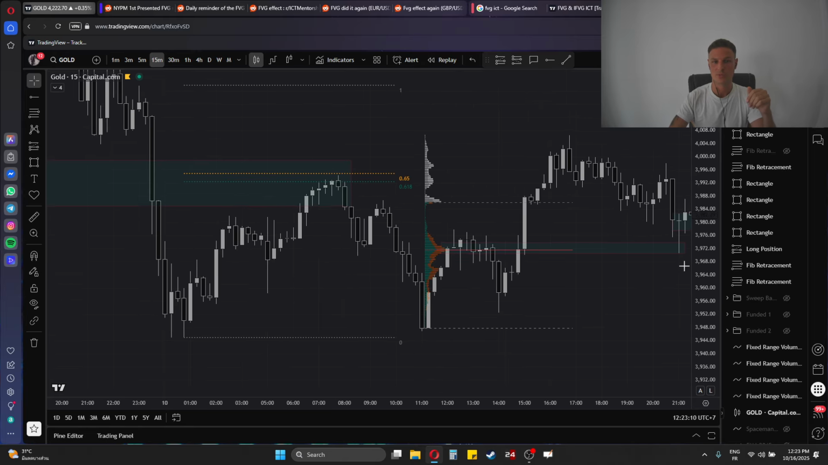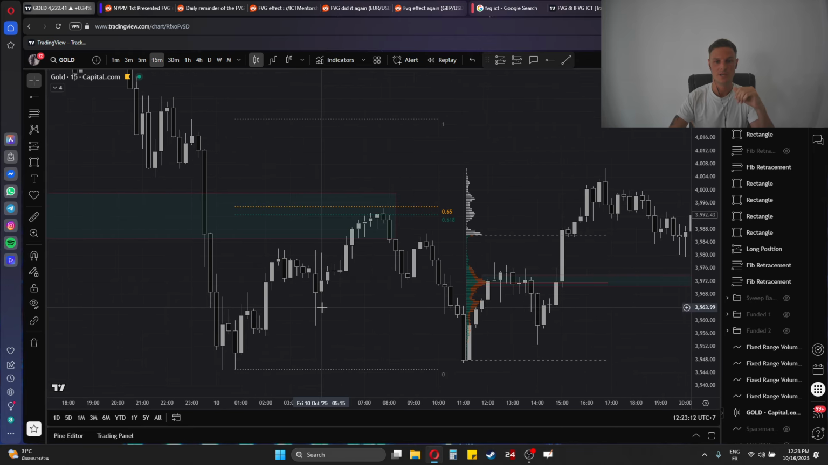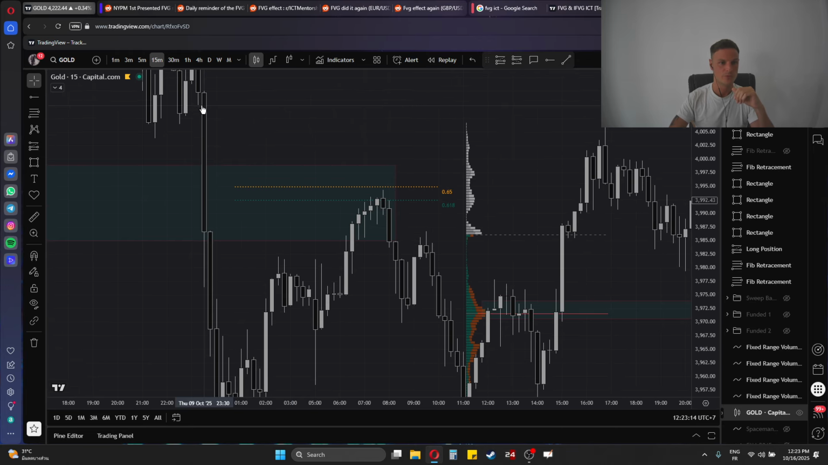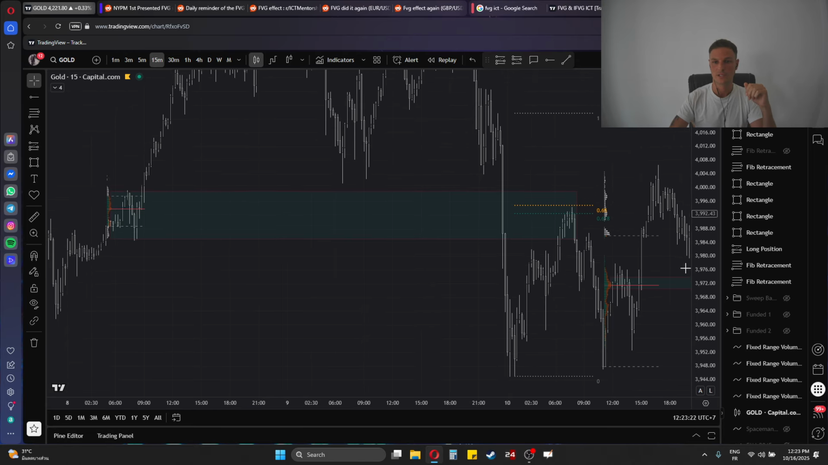It's not support and resistance, it's the absolute opposite. Here, again, beautiful FVG, right? Textbook. We push up into it, we reject, oh, we're respecting the FVG. No, let's look to the left.